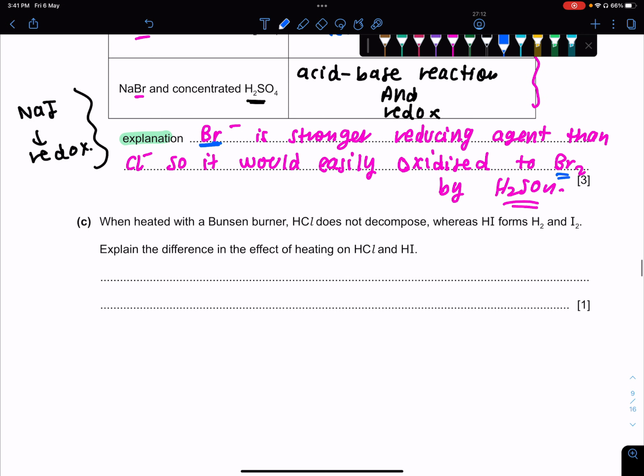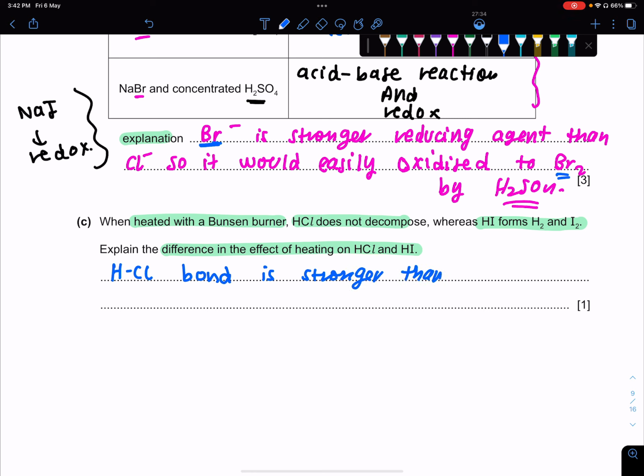Next part. Explain the differences. Let me read the question. Using a Bunsen burner, we are heating these compounds. HCl does not decompose, whereas HI decomposes to form H2 and I2. Why are these observations different? Because the HCl bond is stronger than the HI bond. We need more energy to break the HCl bond, or it doesn't get broken easily. Down the group, the strength of the H-X bond decreases.